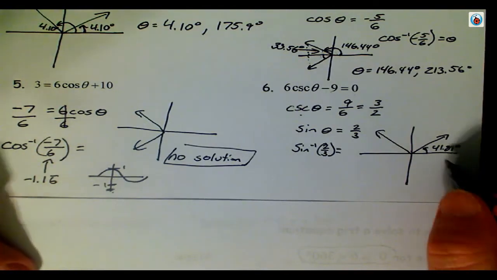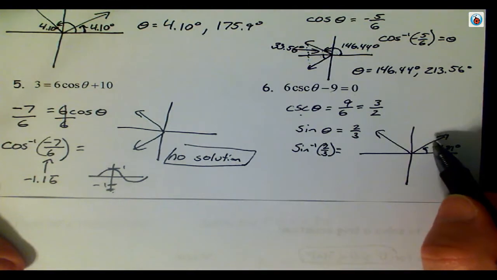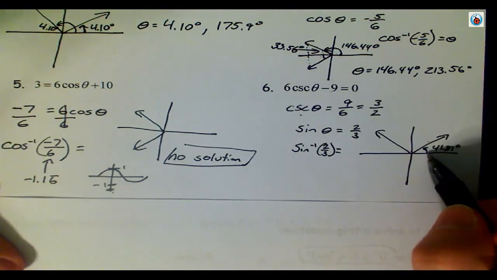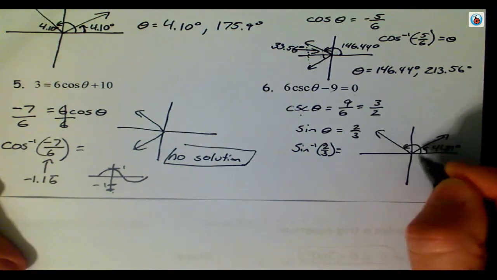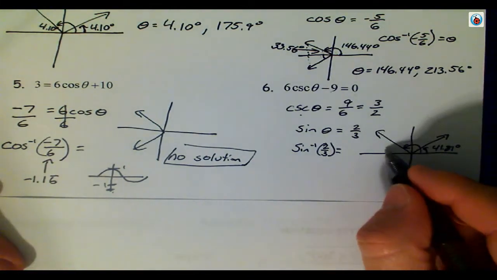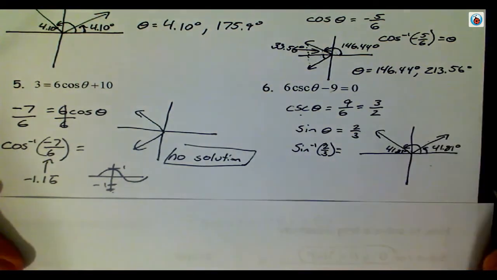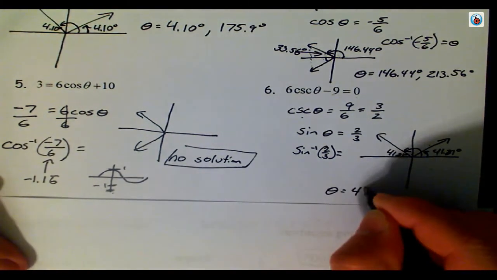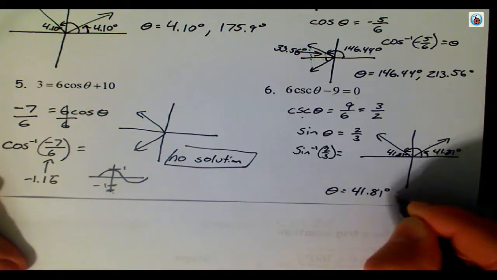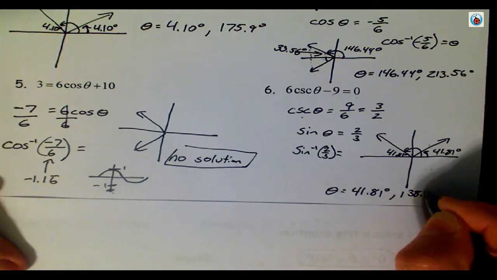Remember, you have to keep in mind what quadrants an inverse will give you. Sine is in the first and fourth. It gave me the first quadrant, which happens to be the angle that I need. I also need this angle. Now remember, these are reference angles, so this right here is also 41.81 degrees. So all I need to do is subtract from 180, and I got my answer. So theta equals 41.81 degrees and 138.19 degrees.